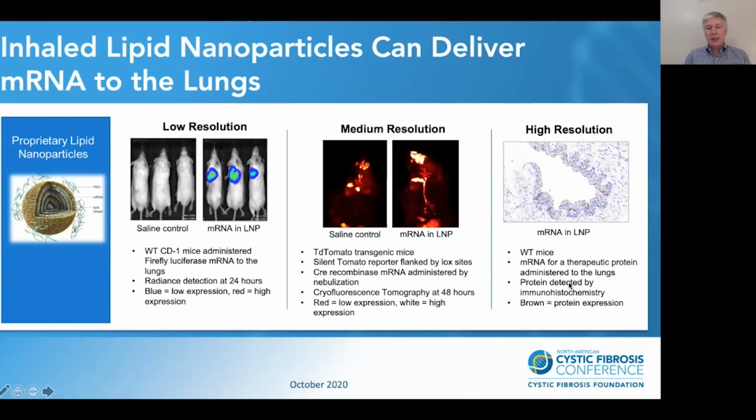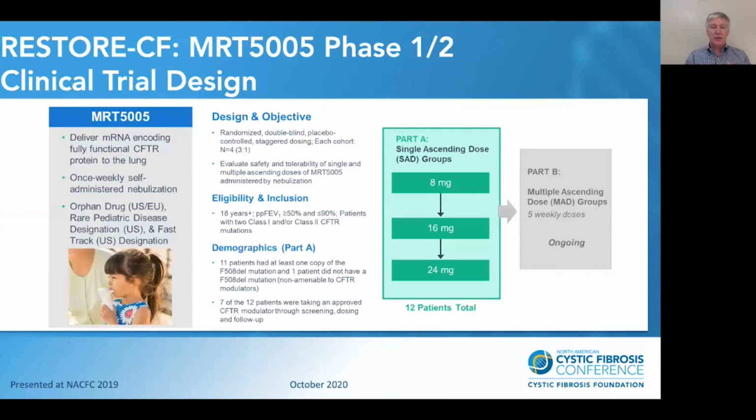On the far right, getting to then specific cell-based expression using immunohistochemistry with an antibody to our protein of interest. And then through these sections, we can detect the level of protein expression, the location, which cells, where in the cells this is located, as well as things like a duration of expression of the protein. So using these components of our platform then led us to MRT 5005.